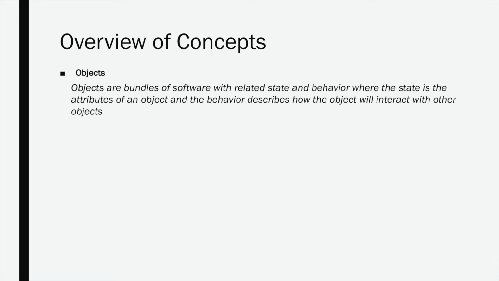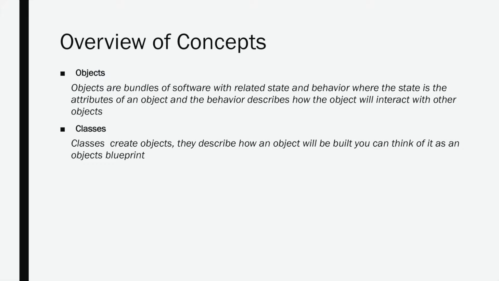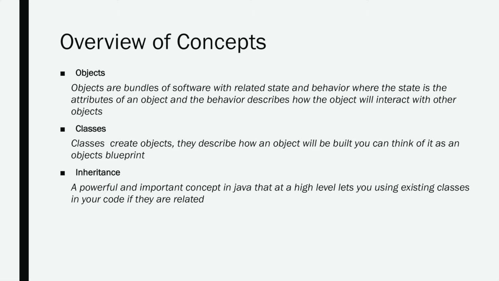Our first concept is the object, which are bundles of software with related state and behavior. Classes. Classes describe how an object will be built. Inheritance. Now, inheritance is a powerful and important concept in Java that at a high level lets you use existing classes in your code if they are related. Now, I want to emphasize this is a really basic definition. There's a lot more to it, so definitely watch the inheritance videos.